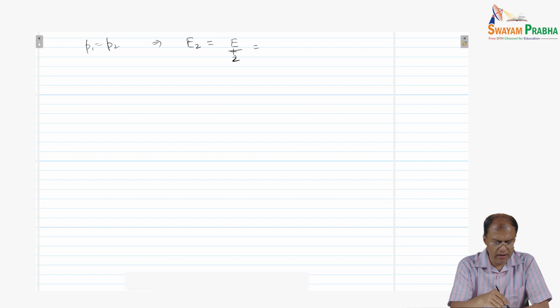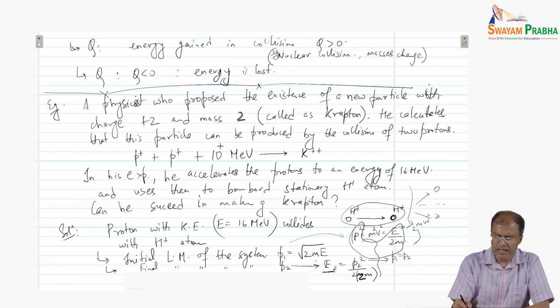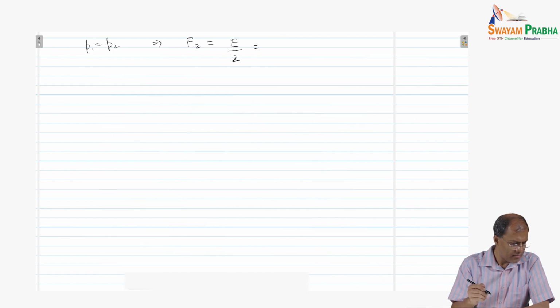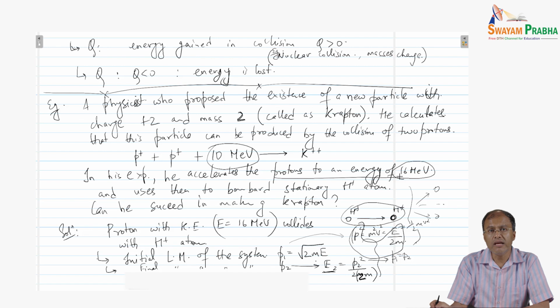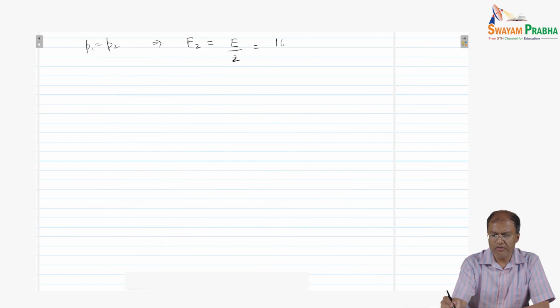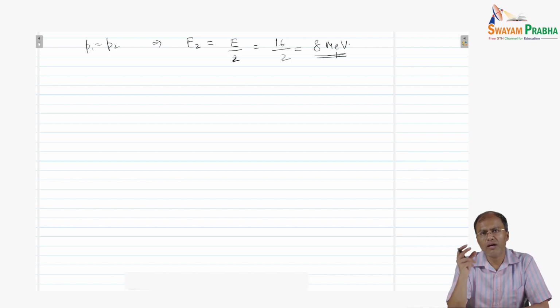If you look at this question, we are given that the initial protons are getting accelerated at 16 million electron volts. So that is the initial energy of the accelerating proton before collision. So the final energy will be 16 by 2, which is 8 million electron volts. Which means that after collision, we should expect that 8 million electron volts of energy is released, right?